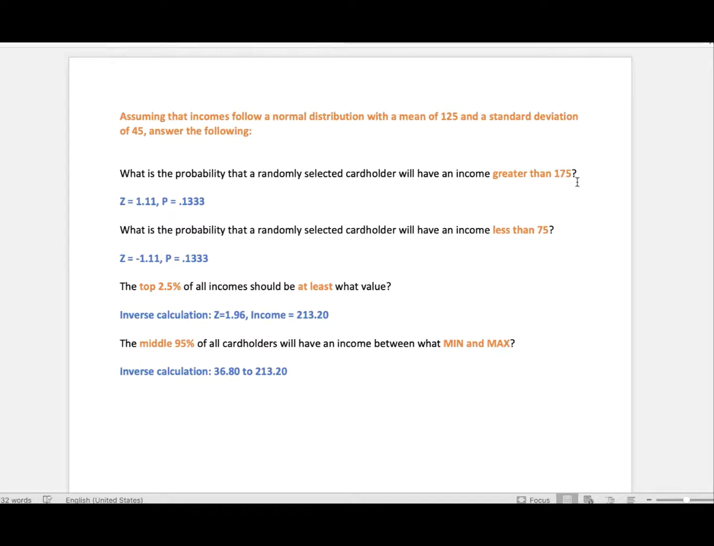For example, let's look at our cardholder data. Let's assume that the population of all credit card holders has a mean income of $125,000 and a standard deviation of 45,000. And let's assume further that the distribution of incomes is about normal. So we can use the normal curve to answer probability questions about cardholder income. For example, what is the probability that a randomly selected cardholder will have an income greater than 175?